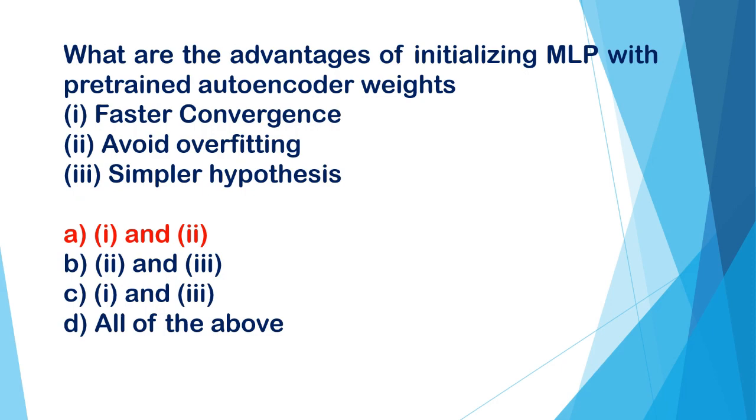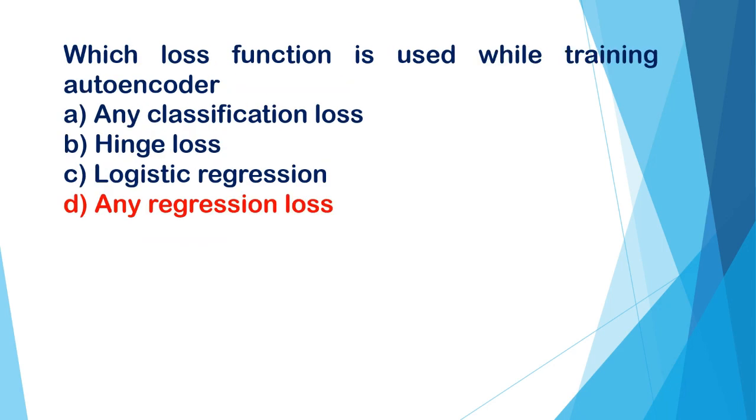What are the advantages of initializing an MLP with pre-trained autoencoder weights? First, faster convergence. Second, avoid overfitting. Third, simpler hypothesis. And the options are: A, first and second; B, second and third; C, first and third; D, all of the above. And the correct option is A, first and second.